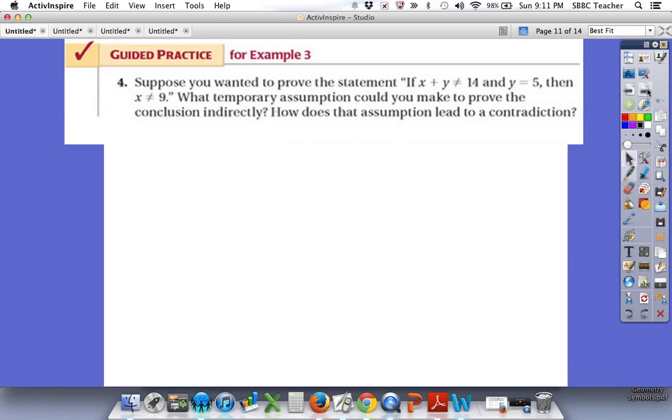So again, the first step is to make a temporary assumption that the conclusion is true. So here it says that x is not equal to 9. So the first step, you would suppose that x is equal to 9. And let's see what happens if we make x equal to 9.